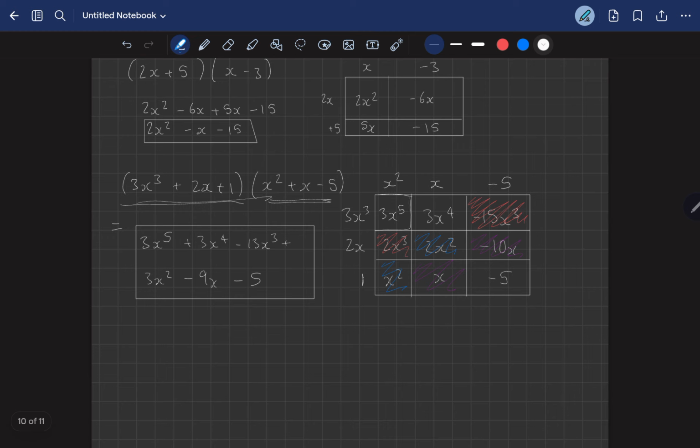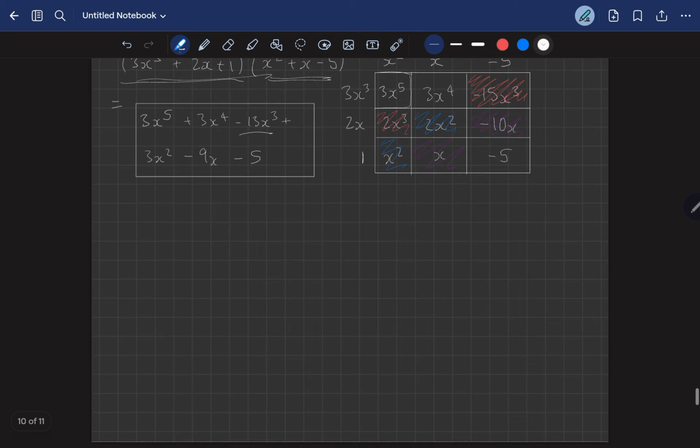And then we add them up to find the area of the entire grid. Okay? And that is how we got this calculation here. And we got this after we tidied up like terms. So minus 15x cubed here plus 2x cubed is minus 13x cubed, which we have right here. Okay? Now, moving on to division.